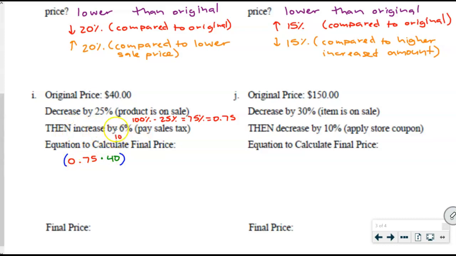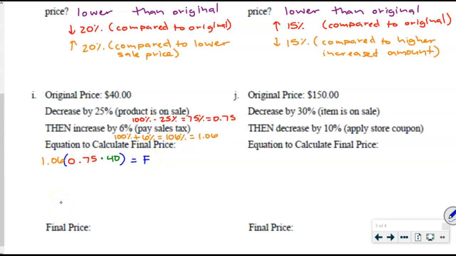So 100% plus 6% is equal to 106%, or the decimal 1.06. So again, this is the amount that I'm going to be paying when the product is on sale, but because after that I still have to pay taxes, then we're taking that amount and multiplying it by 1.06. That is going to give me the new final price.